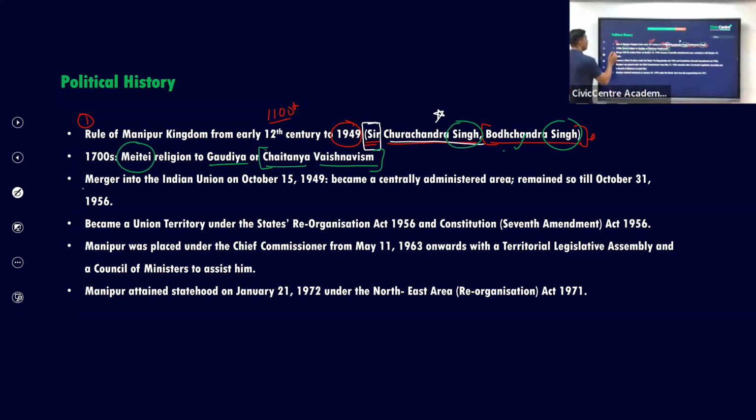Second, they merged into the Union of India through the Instrument of Accession in 1949. So it is very clear Manipur was not part of India when India became independent. Another important point. Was Manipur part of India when India became independent? No. If such a question is there, your answer is no. Okay. It became a centrally administered area then, and till 1956 it was so. Centrally administered area, please. In 1956, what happened?